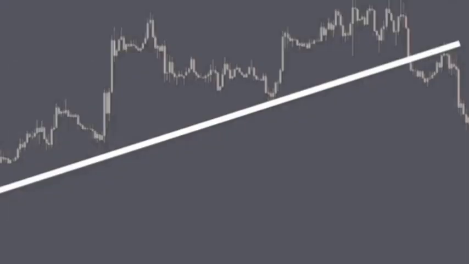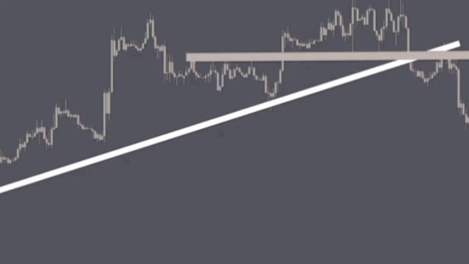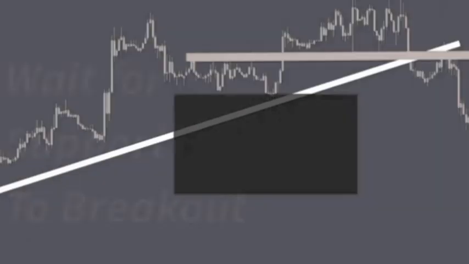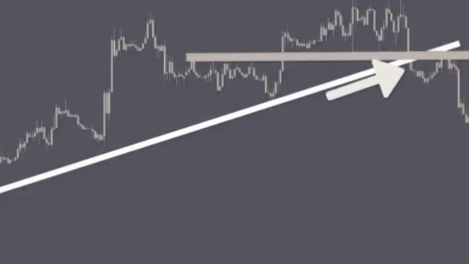The third step is to mark a support level. We will look at the trend line and find the last touch that occurred before the breakout of the trend line. We will extend a line at this point and mark that as a support level. Now, the fourth step is to wait for the support level to break. When the price breaks below the support level, we can confirm that the price has found momentum in the downtrend and we can expect a big move on the downside.